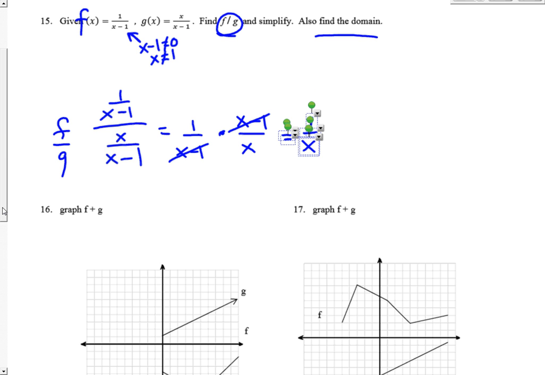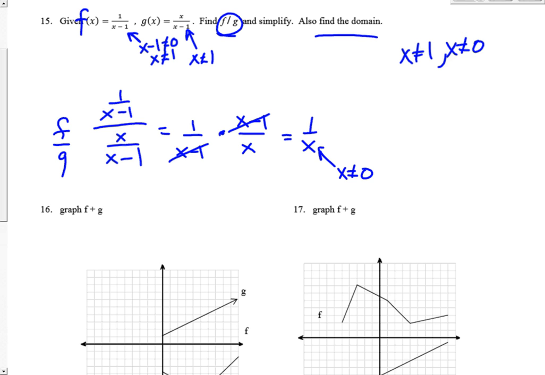So with the f of x, we know that x cannot equal 1. Well, same with g of x. It's still x minus 1, so we know that x cannot equal 1. In my final answer, we have x in the denominator, which means x cannot equal 0. So between all of our options here, we know that x cannot equal 1 and x cannot equal 0.